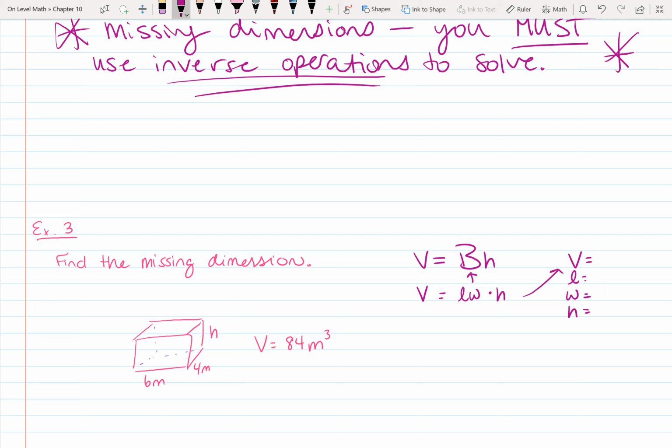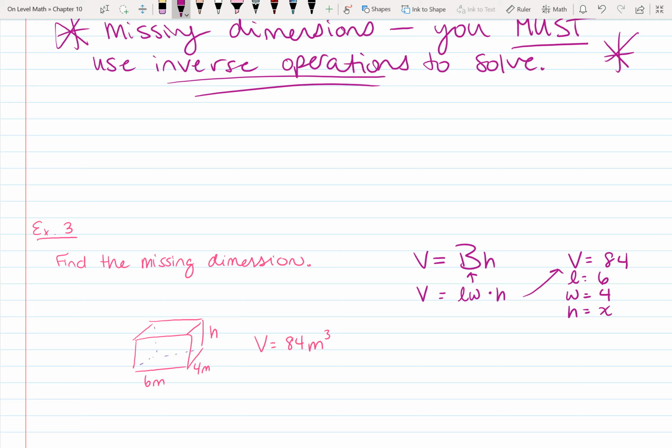In this case, instead of finding the volume, we're given the volume. So I'm going to write 84. Length, we're given the length, it's 6. Width is 4. What we don't know is height. So let's put an X there. A variable we put in the place of something we don't know.